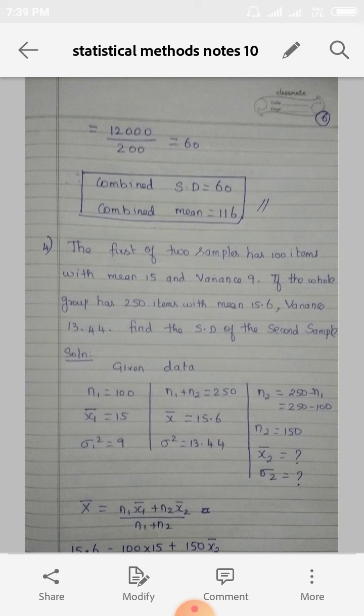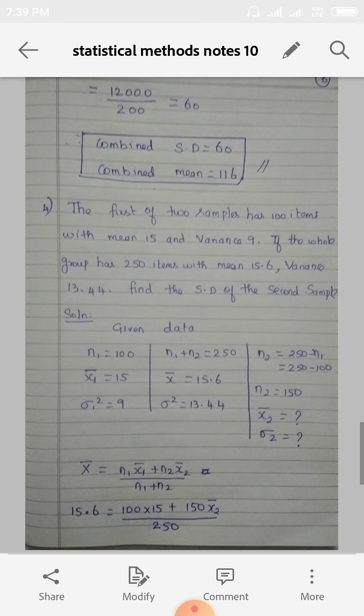Next one. The whole group has 250 items, that is n1 plus n2 is equal to 250, with mean x bar. The whole group is nothing but x bar. X bar is equal to 15.6 and the variance sigma square is equal to 13.44. Next we have to find the standard deviation of the second sample, that is, we have to find sigma 2.